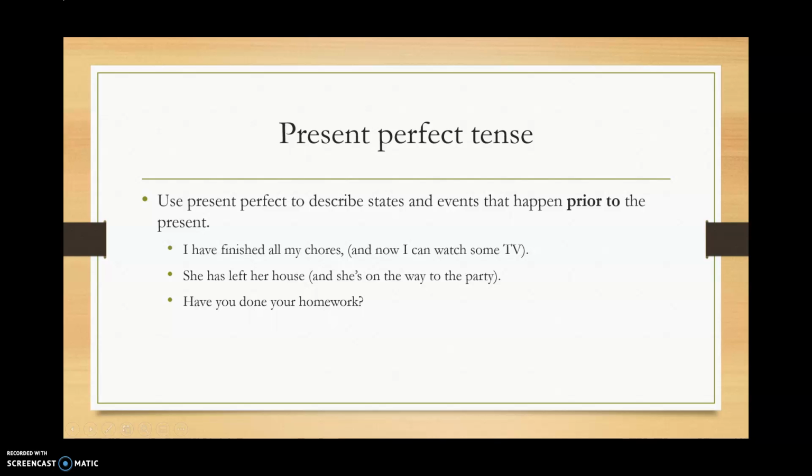So what does it mean? We use present perfect tense to describe states or actions that happen prior to the present. Present perfect always has a sense of prior, before something else. I have finished all my chores, and now I can watch some TV. She has left her house, and she's on the way to the party. Have you done your homework?